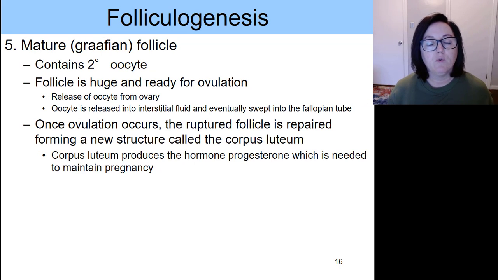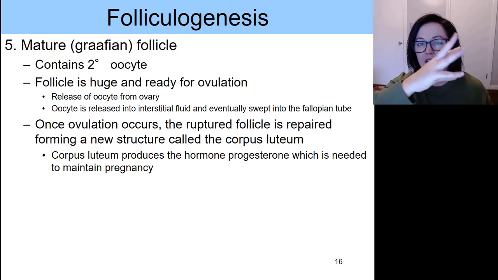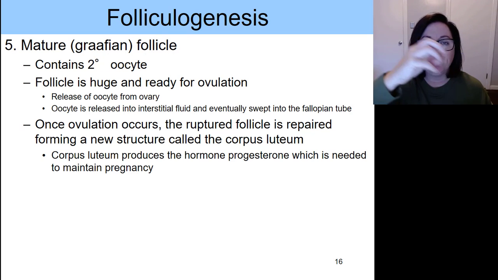The tertiary follicle will then become a mature or Graafian follicle. We still have a secondary oocyte. We still have a very large follicle. At this point, the follicle is huge, and it's ready for ovulation. Ovulation is the process of the ovary releasing the oocyte into the fluid surrounding the ovary. Once the oocyte is released into that fluid, fimbriae, which are basically the little ends of the fallopian tubes, these finger-like projections, sweep the egg into the fallopian tube.